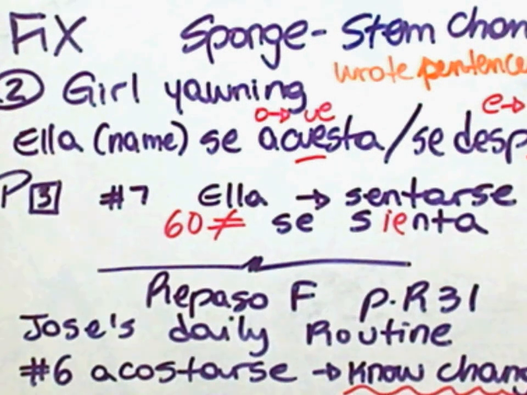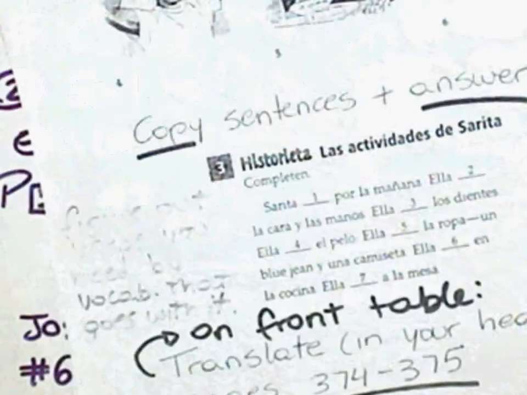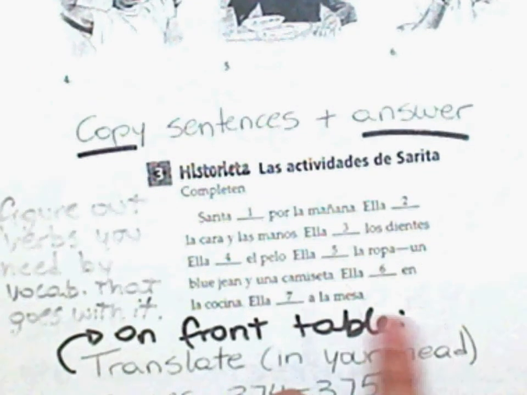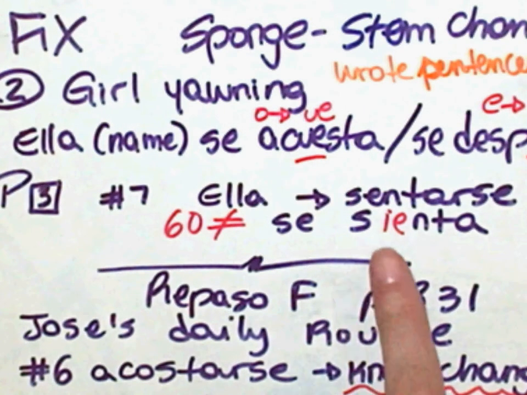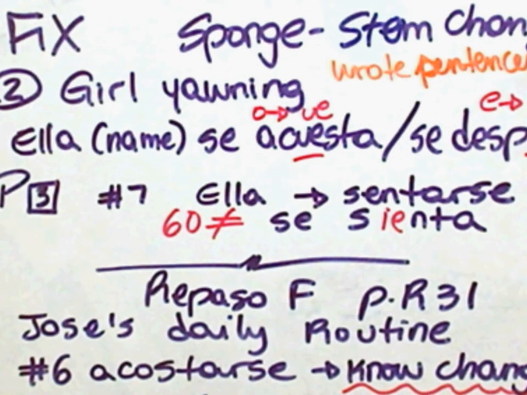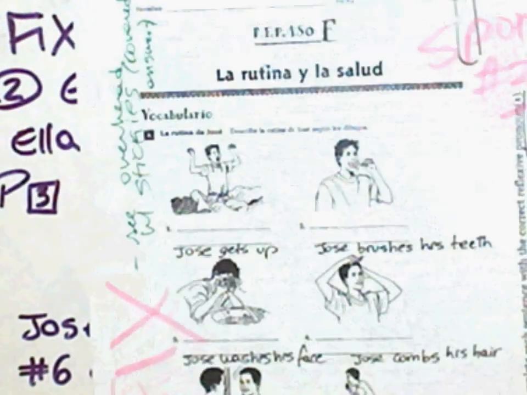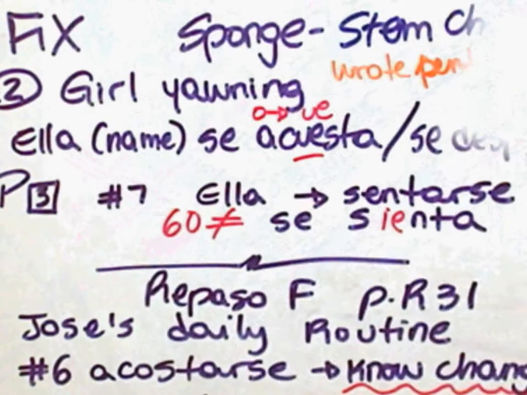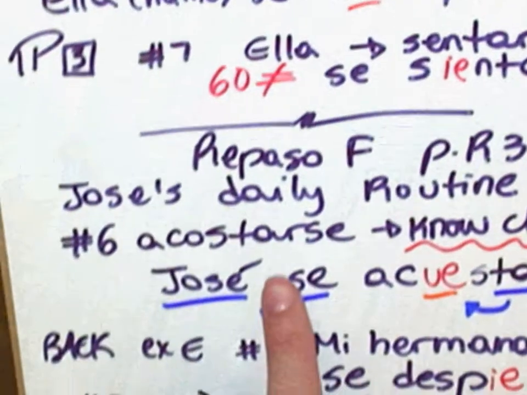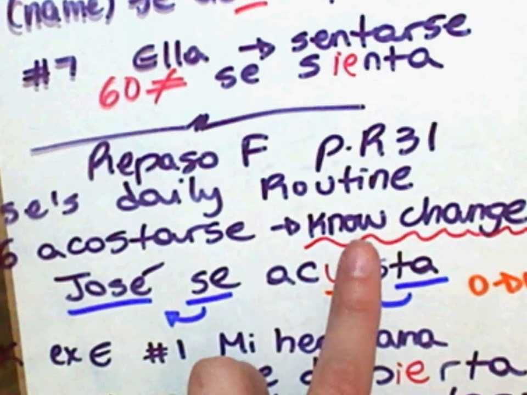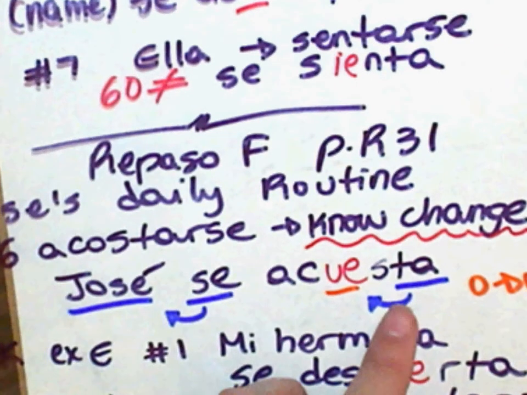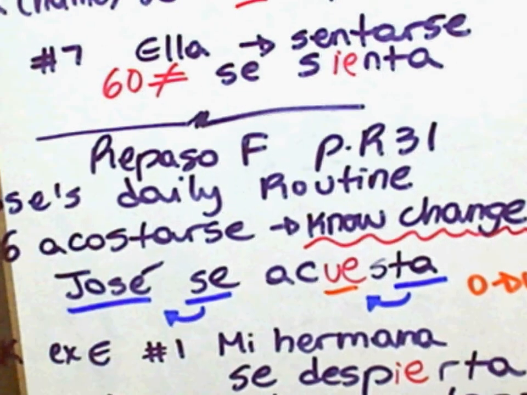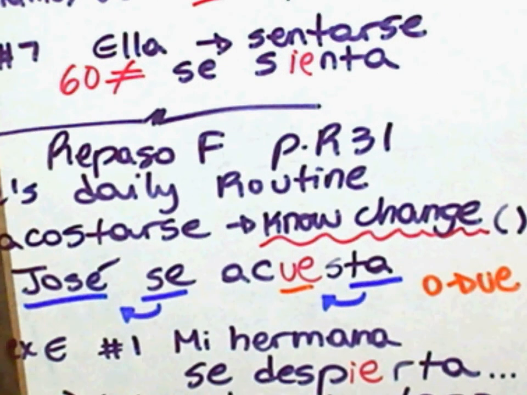Number 3, if you remember on the little paragraph that we did, I'm sorry, not number 3, number 7, she sits at the table. You have to make an E to IE change. Okay. Then go back and find the sheet that we talked about with Jose's routine. Remember that we circled number 6 to come back to it. So number 6 on Jose's daily routine should be using the verb acostarse. You should know the change that it makes. Makes an O to UE change. If the verb has an O and it has a parenthesis next to it, that's the only change that it can make. So fix number 6 to se acuesta.